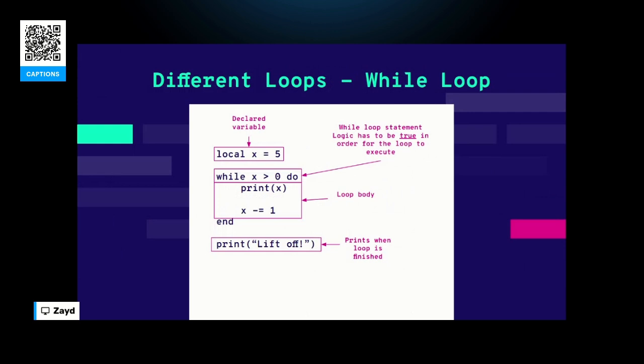After the loop is finished, the print statement will print liftoff. One thing I wanted to note is while loops, and any loops in general, by default, yield. Yield means the code will not continue to run until the while loop or any loop finishes running.